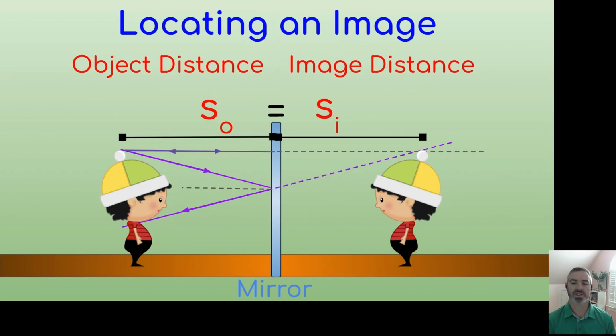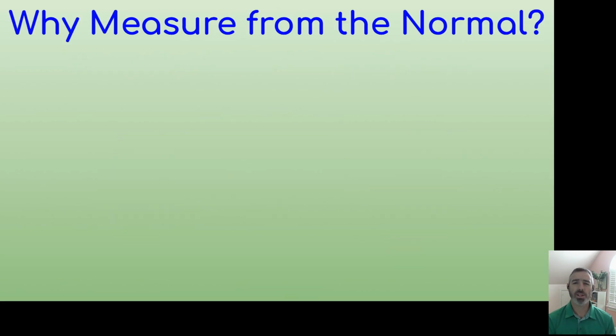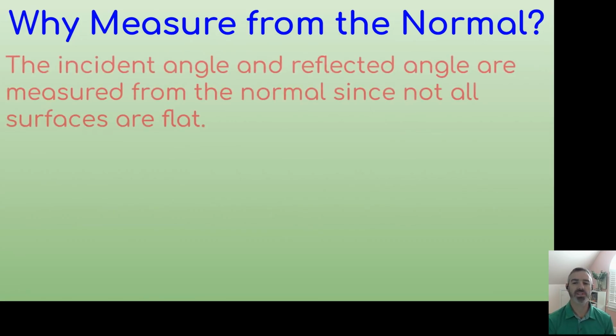So the object distance, how far you are in front of the mirror, is how far you appear into the mirror. So the question that naturally is asked is, why do we measure from the normal? Well, the incident angle and reflected angle are measured from the normal because not all surfaces are flat.